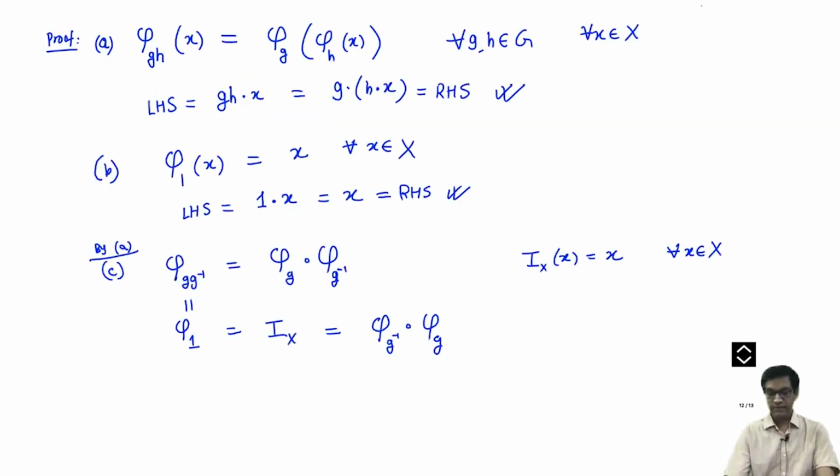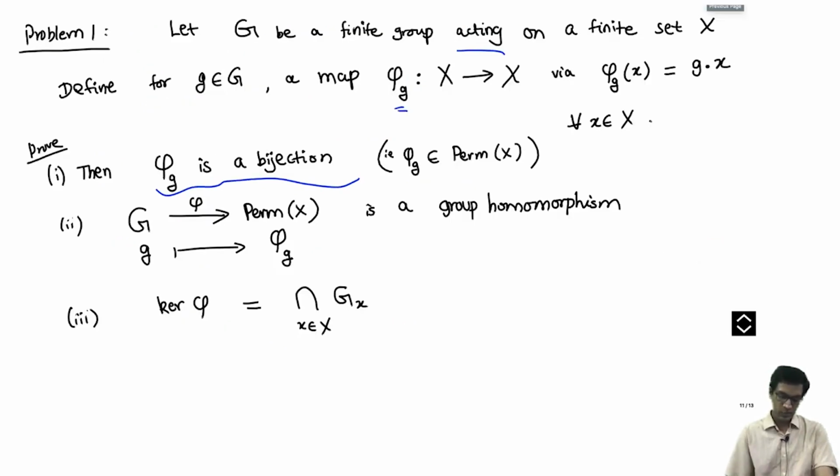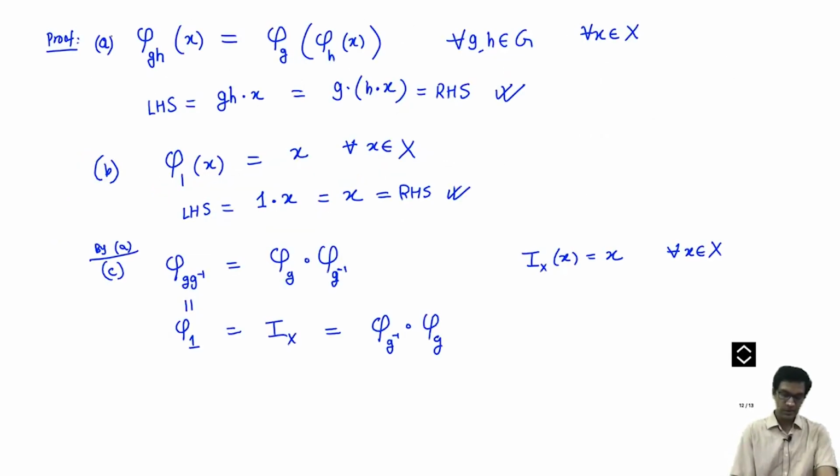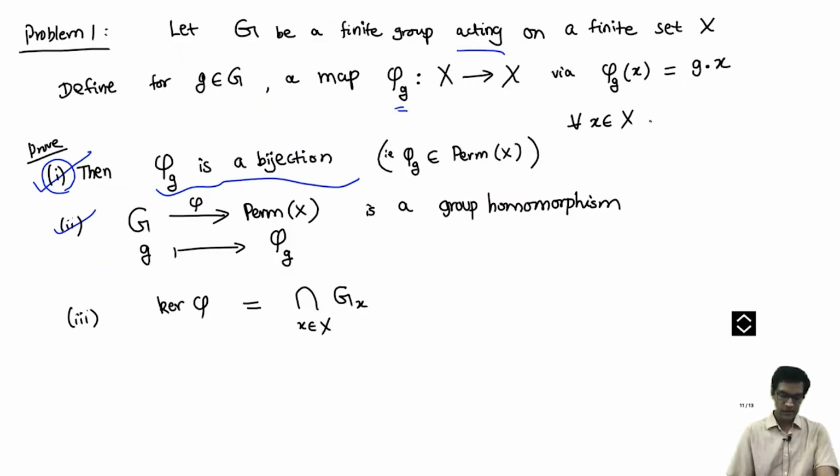But in fact, along the way, we have proved all the other parts as well. So observe, what did we need to prove? Part 1 of the proposition is done, which says that phi sub g is a bijection. But in fact, we have also proved that it's a group homomorphism, because that's exactly these properties A and B. It says that phi sub gh goes to phi g composition phi h, and phi sub identity goes to identity. So that's exactly the second point that we need to prove.